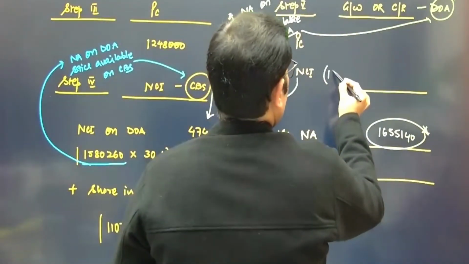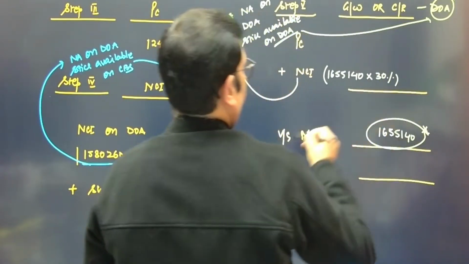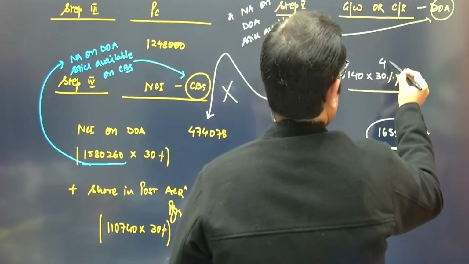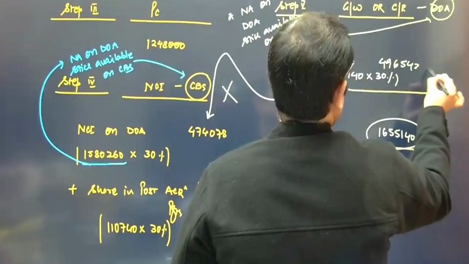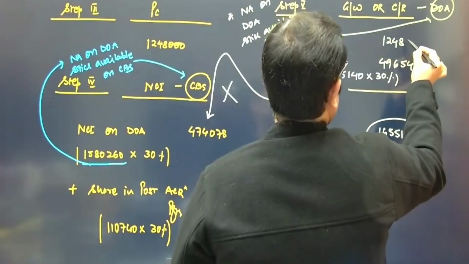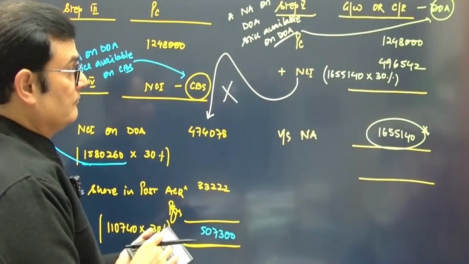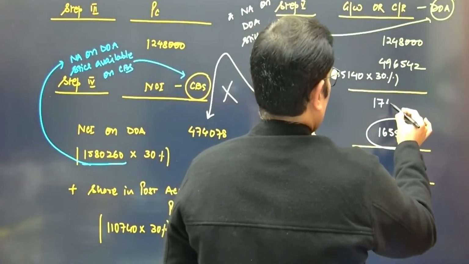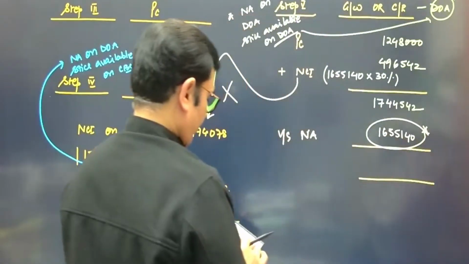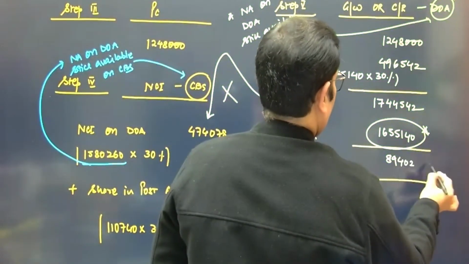So your NCI is going to be 16,55,140 into 30%, which is 4,96,542. PC is 1,248. So goodwill, I'll just take this total as well, 17,44,542. Great. So we get a goodwill of 89,402.